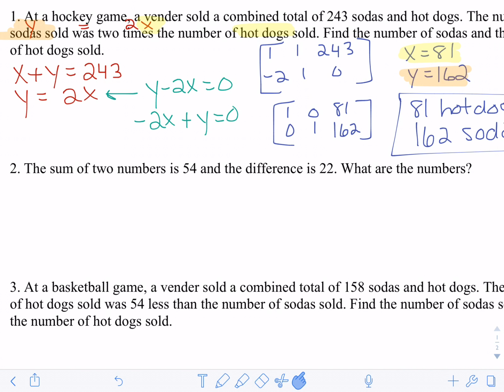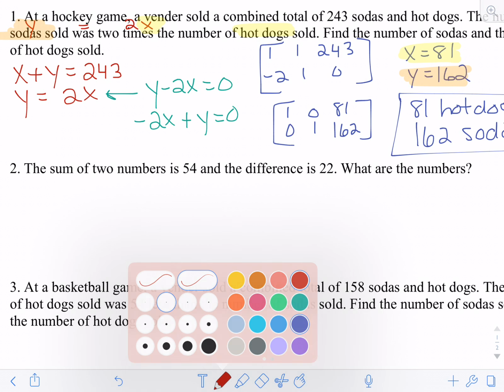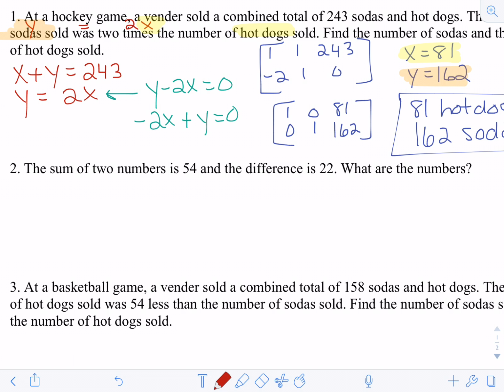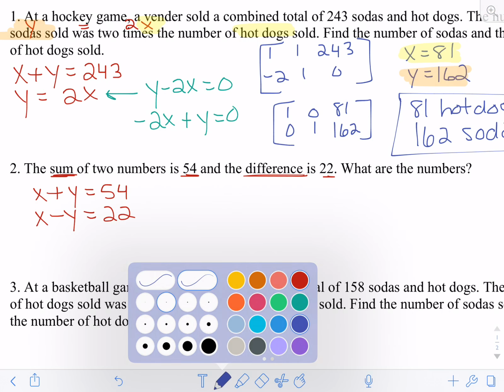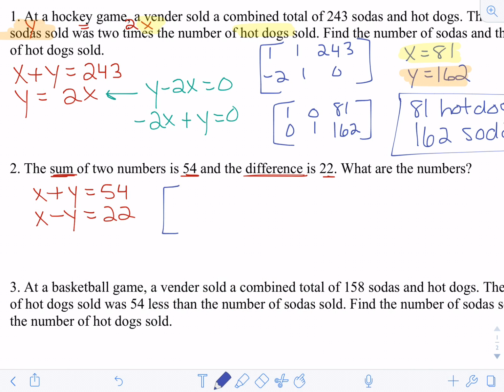All right, number 2 says the sum of two numbers is 54 and the difference is 22. What are the numbers? This one's a little bit easier. You have two numbers, and when you add them up, because that's what sum is, you get 54. So x plus y is equal to 54. And your second equation, it says the difference is 22. So x minus y is 22. You don't have to do any rearranging because it's already lined up x, y, constant. So you have 1, 1, 54. And you have 1, negative 1, and 22.